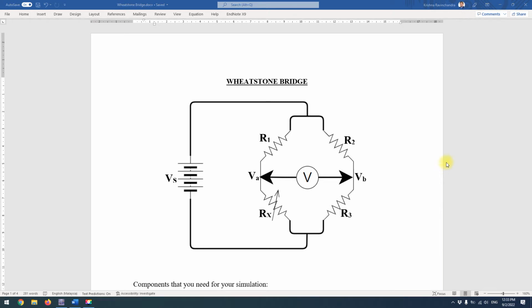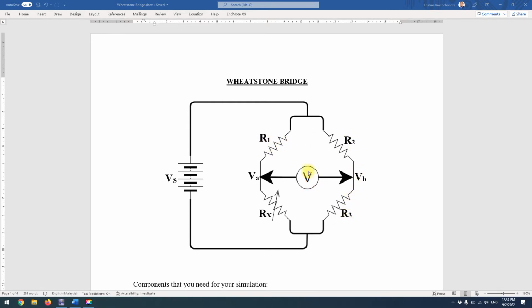Hi there. In the previous video, I demonstrated how to simulate the potentiometer with load and without load. In today's video, I'll be demonstrating how to simulate the Wheatstone bridge using the potentiometer, Rx over here, and three different resistor values, R1, R2, and R3.